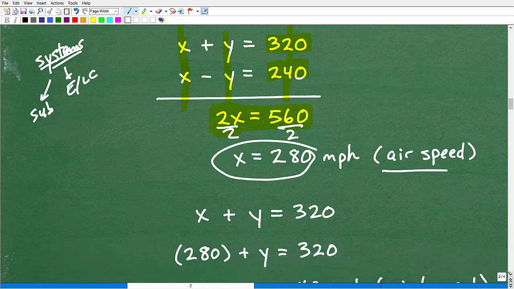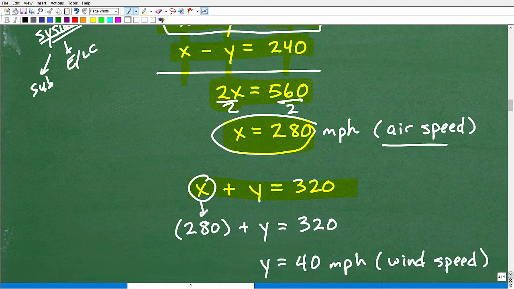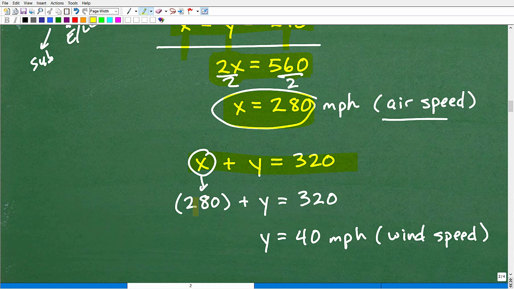Now, I need to solve for y. When I'm solving for y, I can use any one of these equations right here. So let's say I'll use this equation, x plus y is equal to 320. Now that I know that x is equal to 280, I can just replace this x with 280 and solve for y. So 280 plus y is equal to 320. I'm going to subtract 280 from both sides of the equation, and that gives me y is equal to 40, or 40 miles per hour.